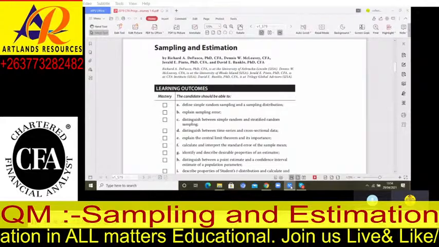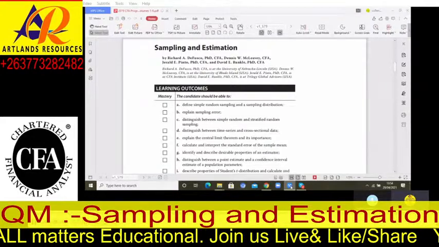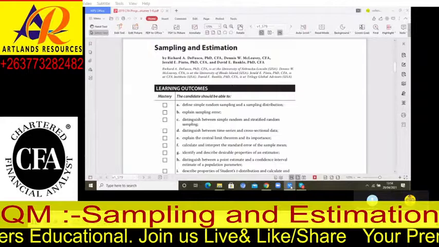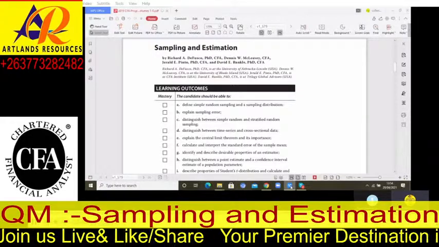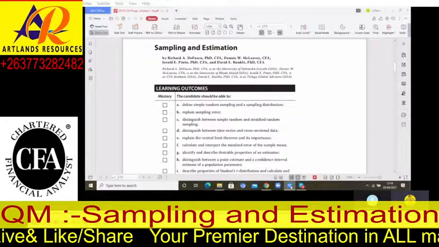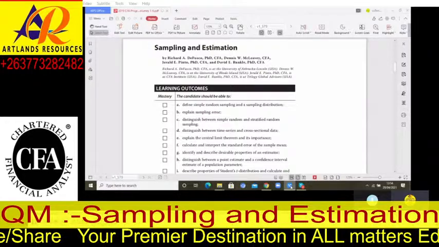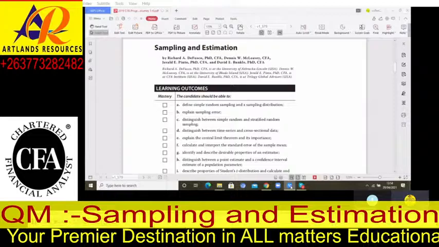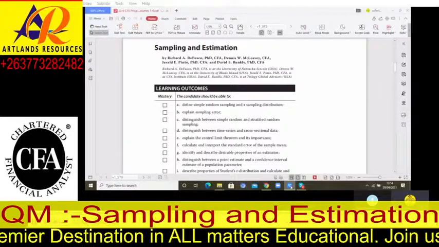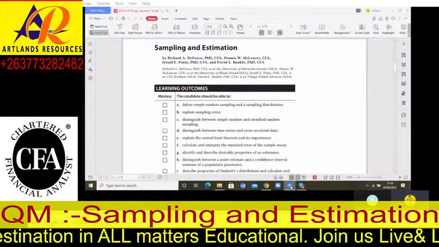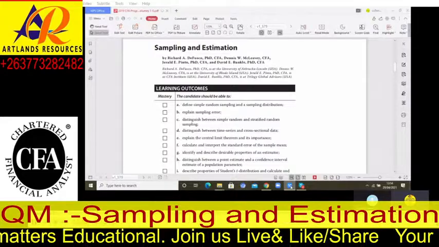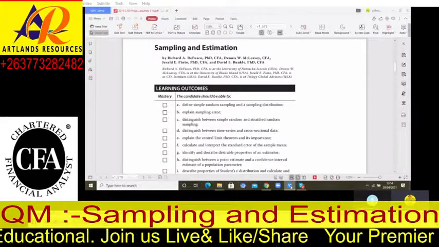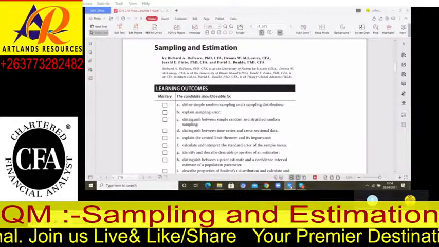There are various discourses that you then have to sponsor from that statement. One of them is to test the validity of that hypothesis by using data from random samples which are drawn from that population. And we call that hypothesis testing. So that is the subject of the next study session, the subject of the next reading.